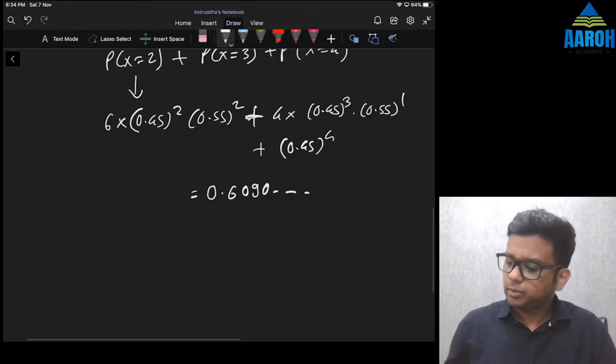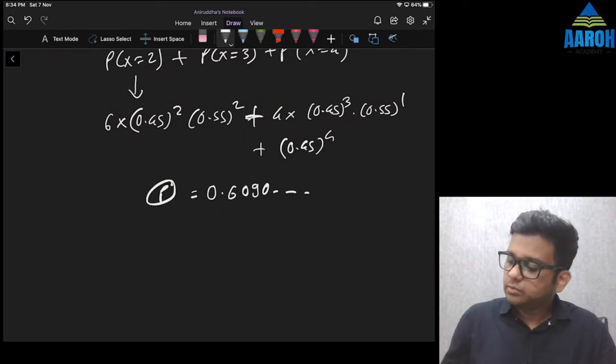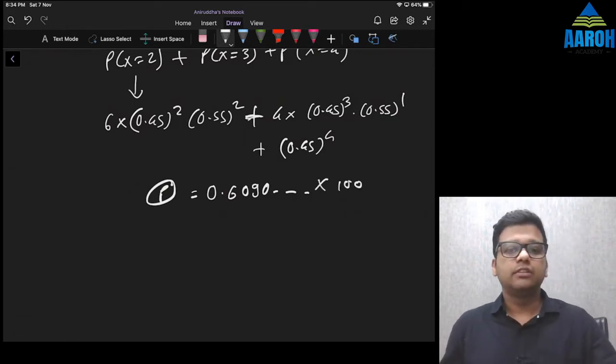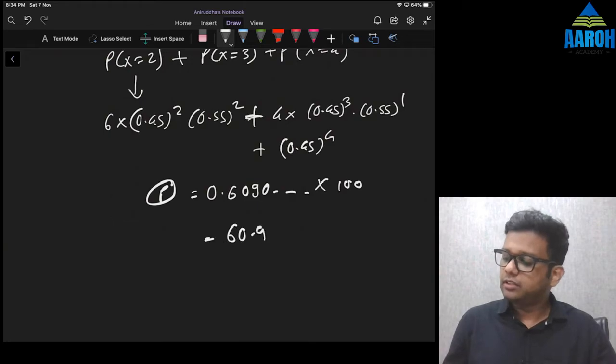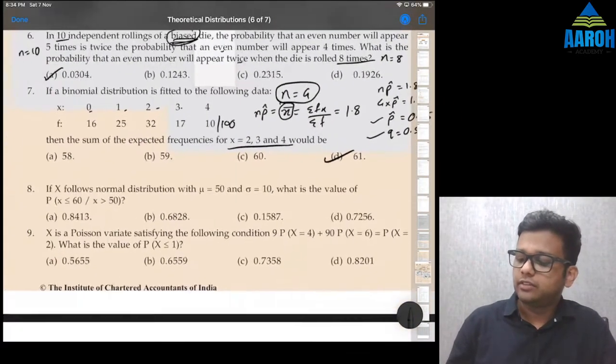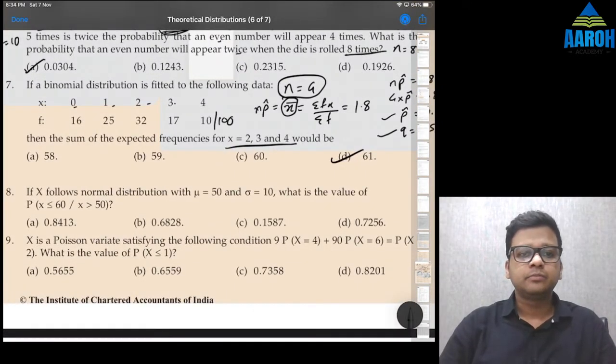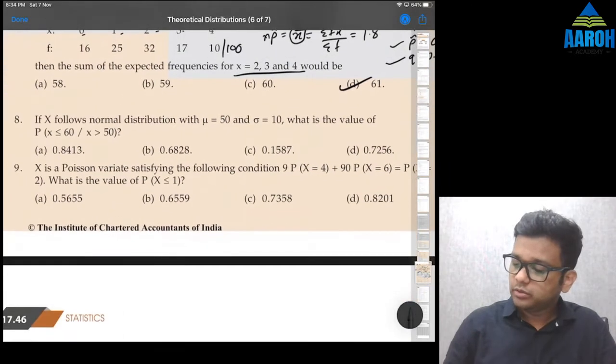So this is the probability. We want the expected frequency, so let's multiply this by the total frequency 100, that should give us 60.9. So 60.9 will be our answer. 61, so option D. Okay, if rounded off it comes to 61, option D. Okay, let's go to the 8th one now.